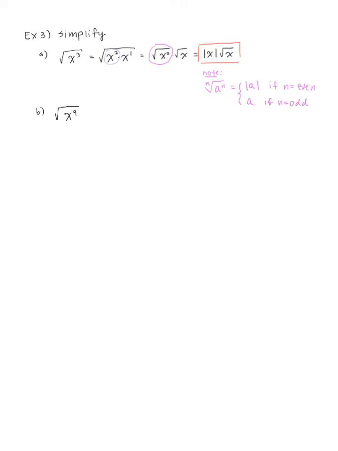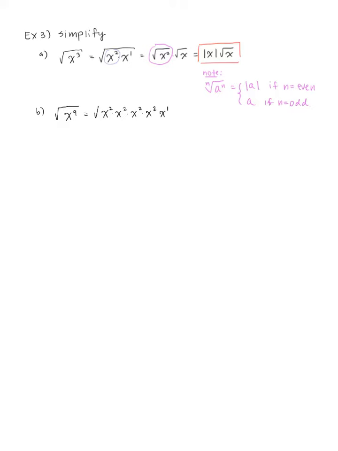Let's do another one. Let's try the square root of x to the 9. Okay, since again we're given the square root, what we're looking for is a perfect square. So here I'm going to have x squared times x squared. How many x's do we have so far? 4. And then another x squared. How many is that? 6. And then another x squared, 8. And then x to the first.